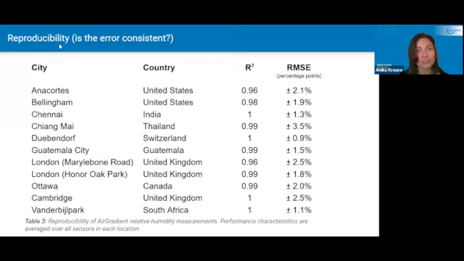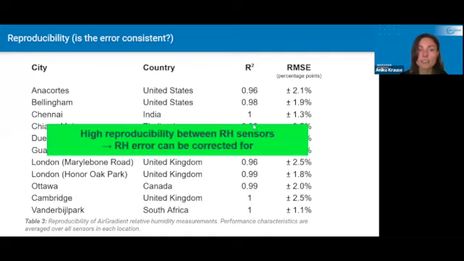So again, just like for the temperature, I did a reproducibility analysis to see if this error is consistent, if all the sensors are measuring the same. And again, the R² value, so the measure for the linear correlation, is really close to 1. And the percentage points, like the RMSE, is also relatively small. So we can conclude that, again, we have a high reproducibility also between the RH sensors. So we can systematically correct for this error.